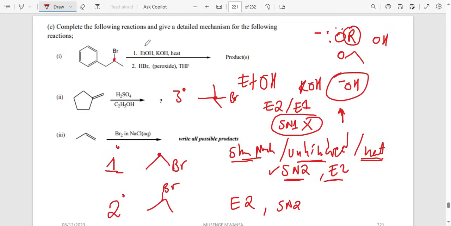So now look at what we have. We have got a strong nucleophile. We are heating, and the nucleophile is hydroxide, meaning that it is unhindered. And then the substrate is secondary. What mechanism do you think this is going to happen by?